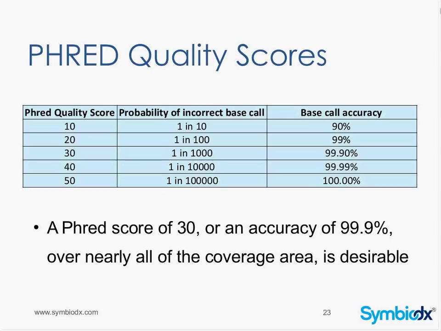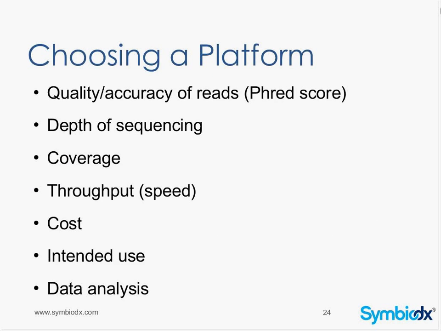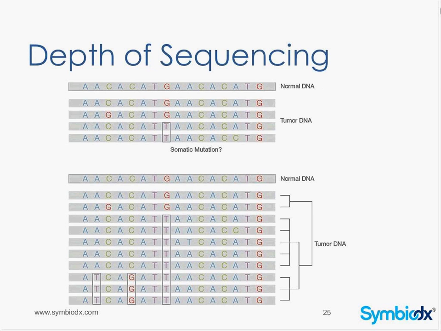On an Illumina MiSeq, achieving a Phred score of 50 or 100 is not difficult, and most of the currently available platforms do have similarly high Phred scores. The second thing to consider is depth of sequencing. I kind of alluded to this a little bit earlier, but let me show you in detail what I mean by that.